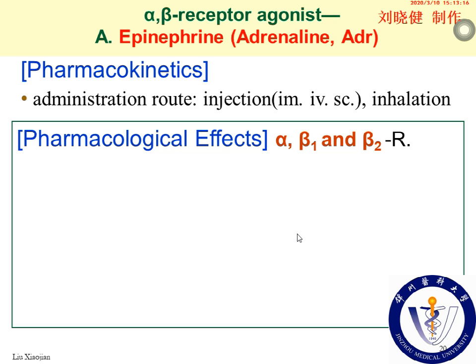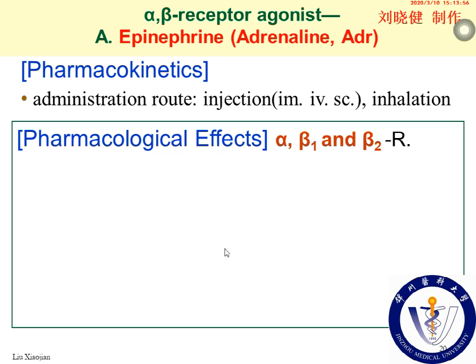It's different from norepinephrine. Remember, because of the obvious vasoconstriction caused by norepinephrine, we only administer it intravascularly. But epinephrine, compared with norepinephrine, has a relatively mild vasoconstriction effect, so it can be administered intravascularly, intramuscularly, and subcutaneously. It also can be administered by inhalation.